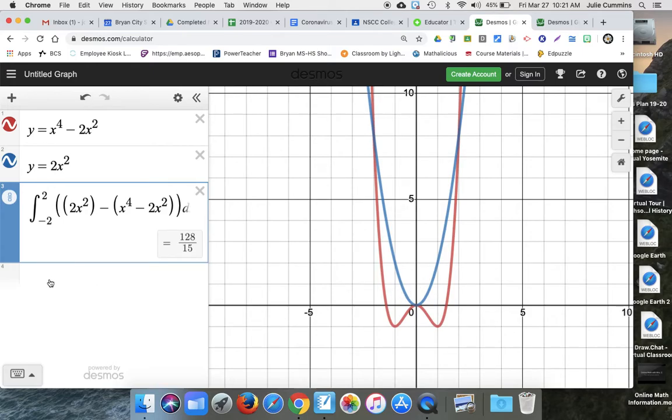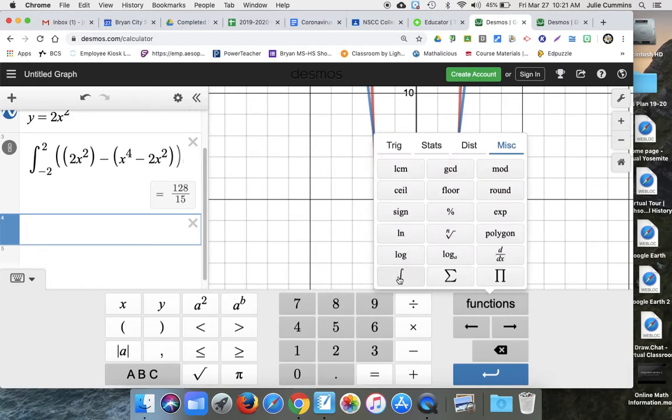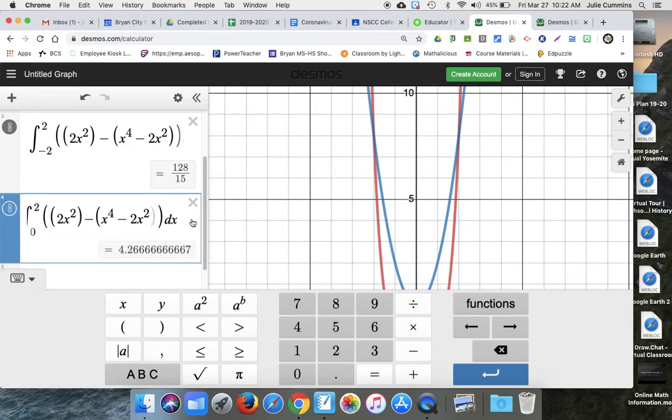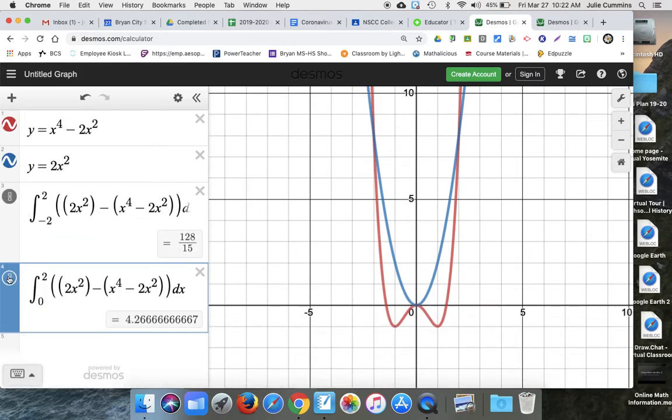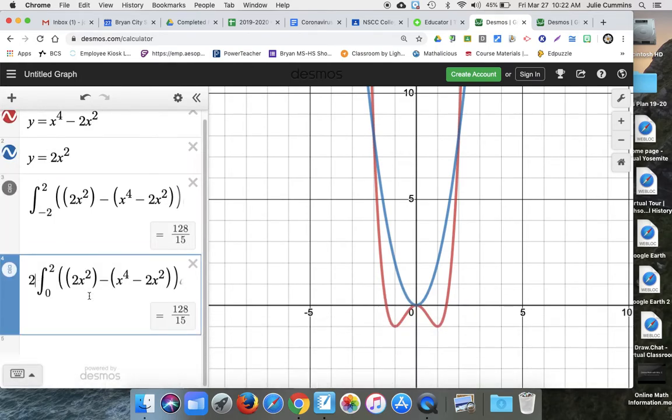Now something else you may have noticed on this one is these two areas that we were finding were the same. So it might have been just as easy to find the integral from 0 to 2 of the top curve minus the bottom curve, and then double that answer. Which would be totally fine. You can do it that way if you know you're working with functions that have that kind of symmetry. And I'll show you that you do actually get the same answer. Okay, turn that into a fraction. Oh wait, I forgot to double it. There we go. Okay, so that is also totally fine to do.